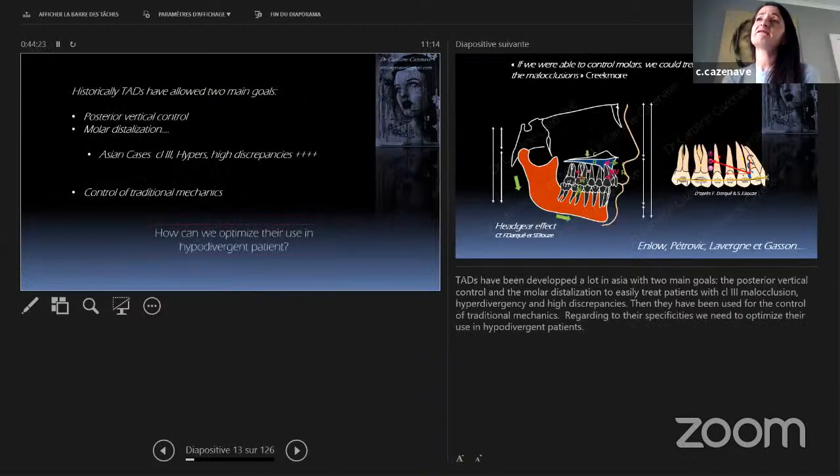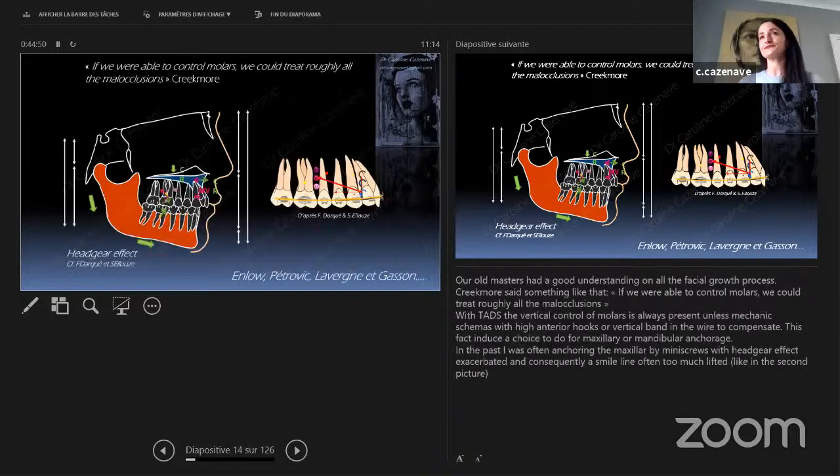That has been developed a lot in Asia with 2 main goals, I think. The posterior vertical control and the molar distalization to easily treat patients with class 3 malocclusion, hyperdivergency, and eye discrepancy. Then they have been used for the control of traditional mechanics, and regarding their specificities, we need to optimize their use in hyperdivergent patients.